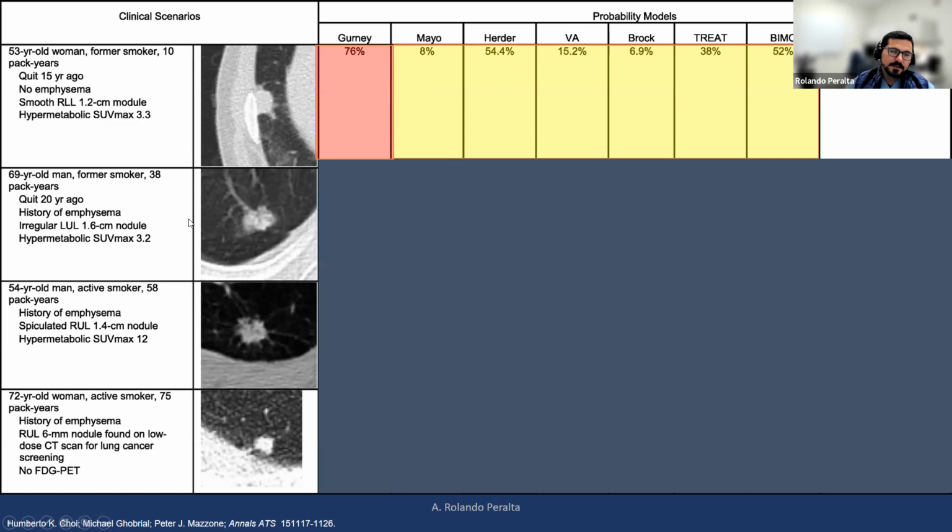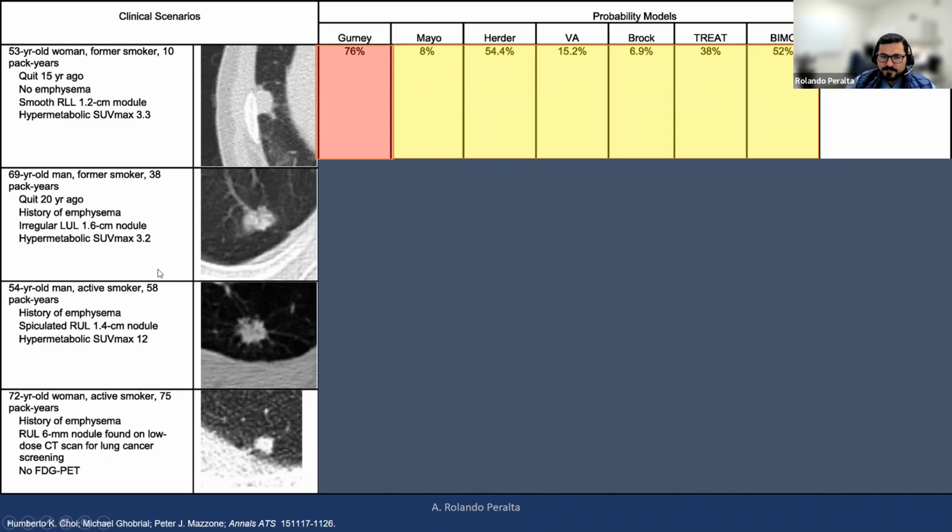Next case, 69-year-old man, former smoker, 38-pack year history, quit 20 years ago, emphysema radiologically, irregularly shaped left upper lobe, 60 millimeter nodule, and hypermetabolic, 3.2. This is starting to scream cancer already, right? So this sounds to me like a high risk, okay? Why? Inherent risk factors for the patient and the radiologic characteristics of the lesion.